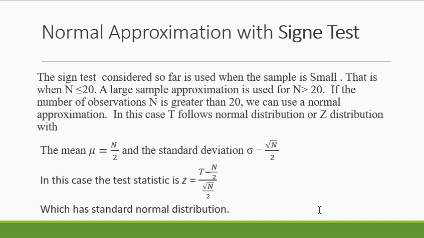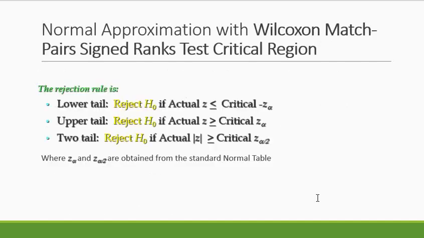So the number of positive signs follows a normal distribution, or Z distribution. It has mean mu equal to n by 2 and sigma equal to root n by 2. And in this case, the statistic is taken as T minus mu divided by sigma, or T minus n by 2 divided by root n by 2. It has a standard normal distribution.